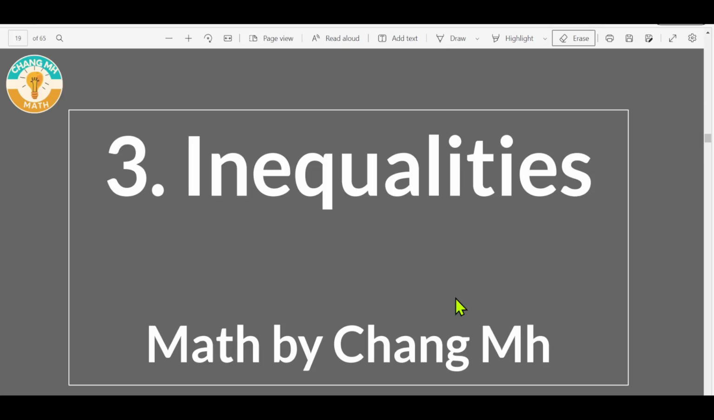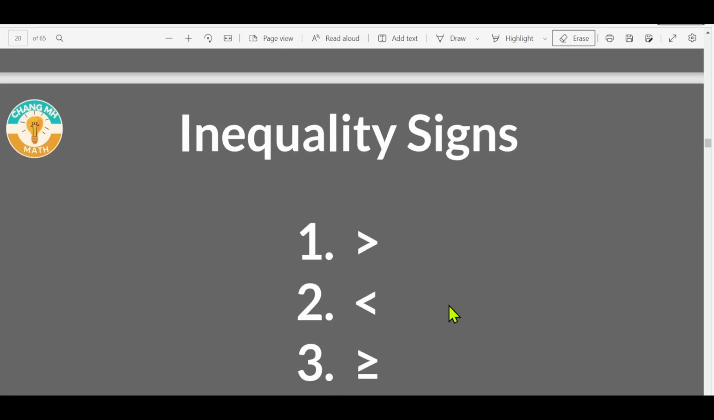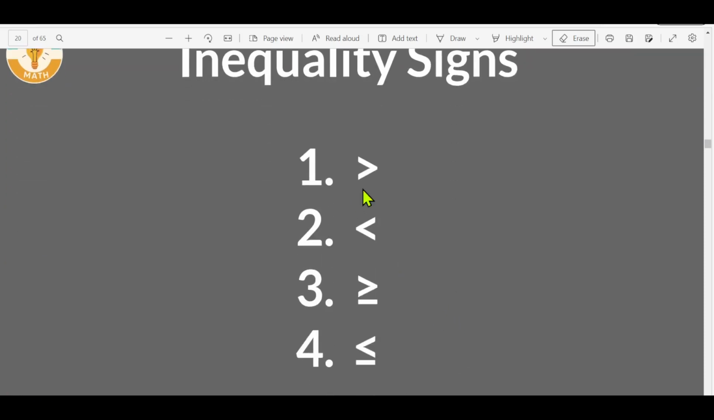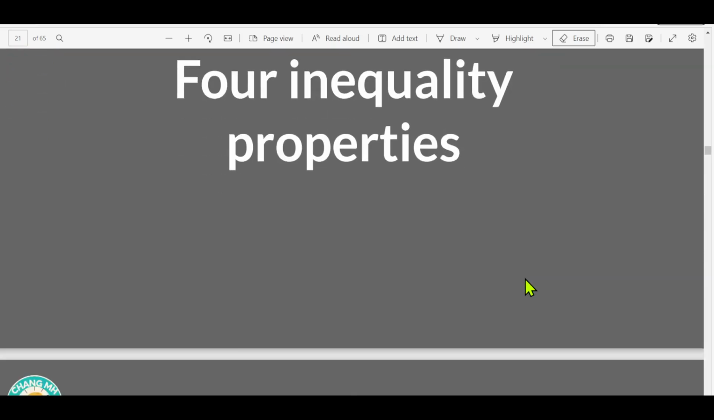So today we're gonna learn about inequalities. There are four main inequality signs: greater than, less than, greater than or equal, and less than or equal. So let's look at some properties.